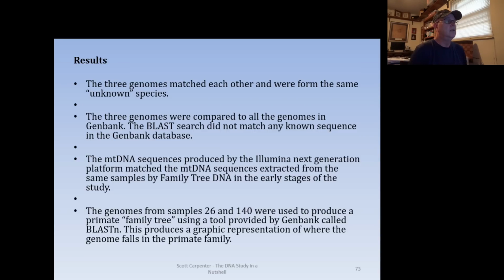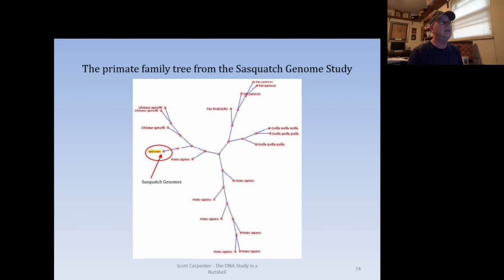The genomes from samples 26 and 140 were used to produce a primate family tree using the tool provided by GenBank called BLAST-N. This produces a graphic representation of where the genome falls in the primate family. It does one of those trees, and it shows where this thing is. So you see here, you have Homo sapiens on this tree, and it branches off. Over here on the Homo sapiens branch are the Sasquatch samples, which come out unknown. And that's a statistically based family tree based off the genomes.